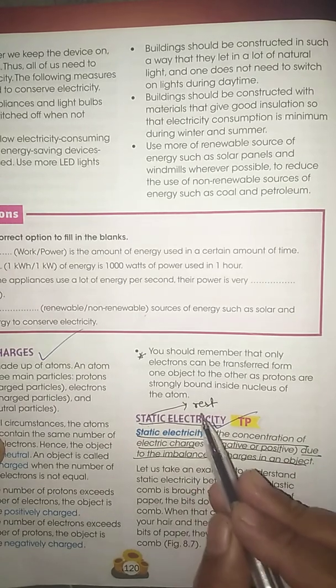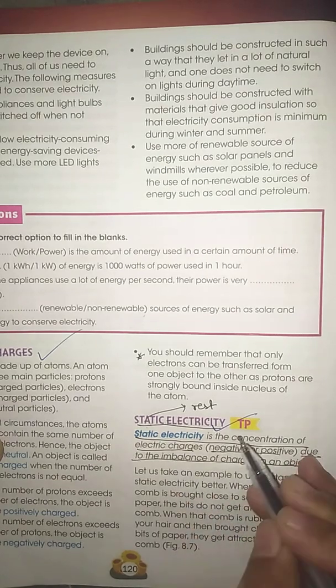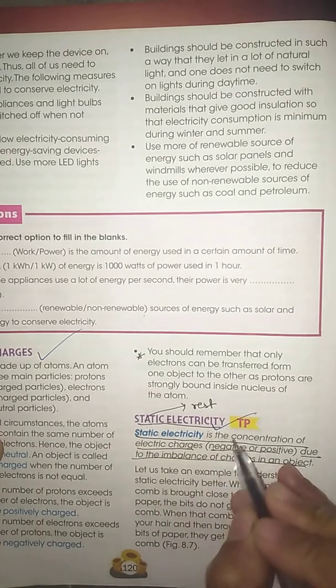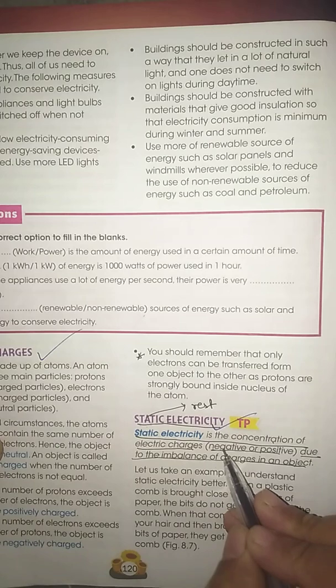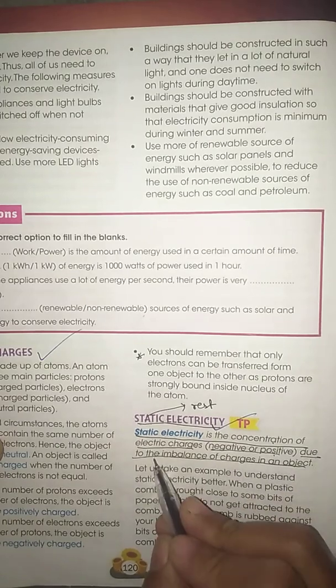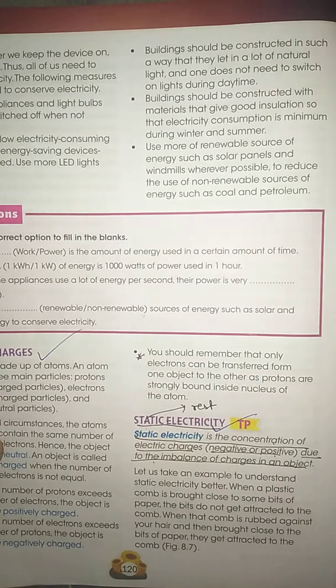These charges will remain at what? Rest. So the study of the electric charges, negative and positive, in an object which is at rest is actually called static electricity. Static electricity is also the concentration or percentage of electric charges, negative or positive, due to the imbalance of charges in an object. So this is the statement of static electricity.